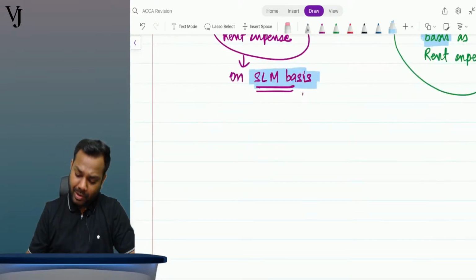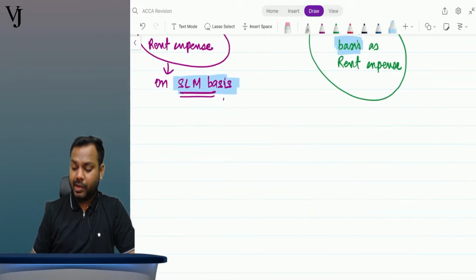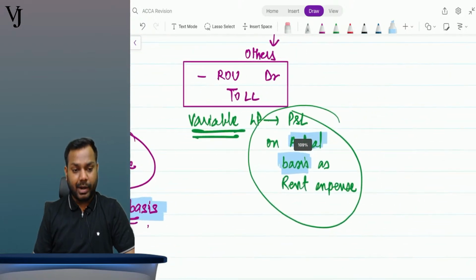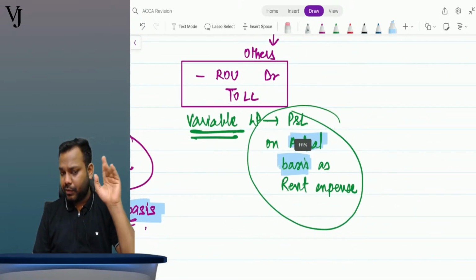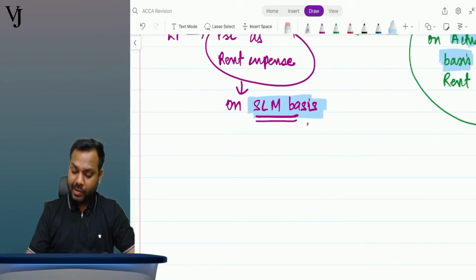Okay, now you must ask me, what is the meaning of SLM basis? See, actual basis I have already explained, right? 2000, 5000, if you can remember, I already explained actual basis. Now SLM basis I will explain.